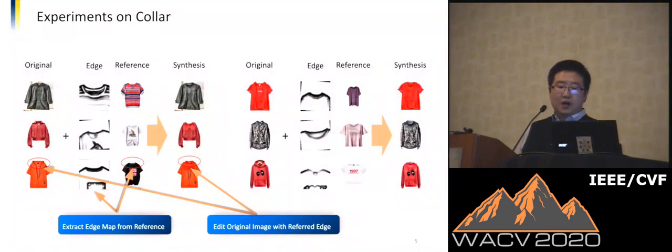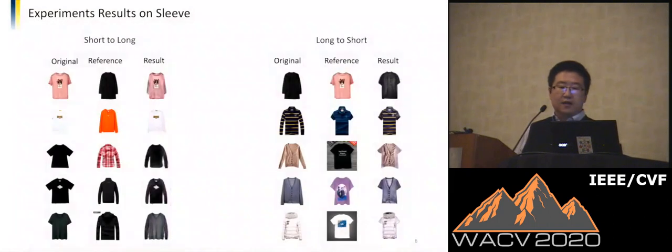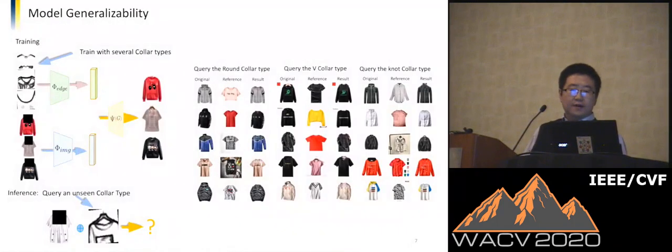Here are some results by changing the color type. You can see that we have the original image and its edge, and a reference image that contains a designed color type. And here are more results on switching the sleeve types from short to long and long to short. We also show our model is able to generalize to unseen color types by training in a leave-one-out fashion.